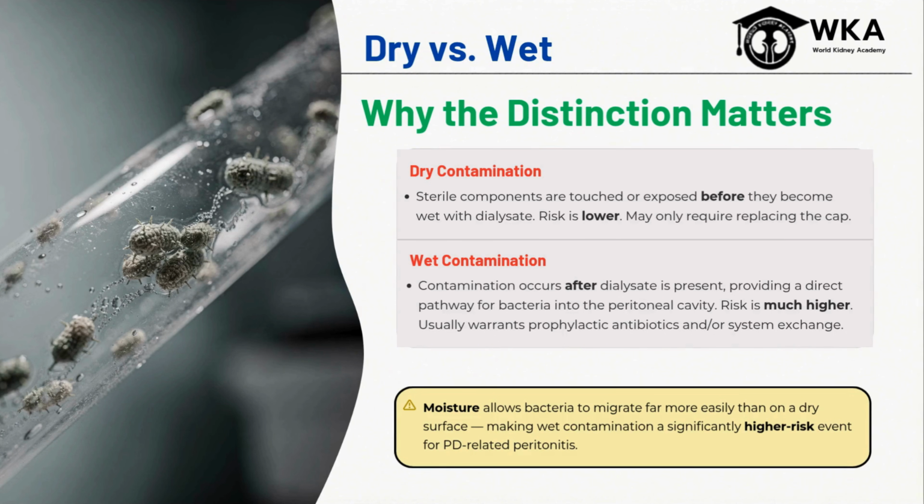Now compare that with wet contamination. Here, contamination happens after dialysate is already present. At that point, we have essentially connected the outside environment directly to the patient's peritoneal cavity through a fluid-filled pathway. That's why the risk increases dramatically. This is also why wet contamination usually requires a much more aggressive response, including prophylactic antibiotics and sometimes replacing the transfer set or even performing a system exchange, depending on the situation and local policy and protocol.